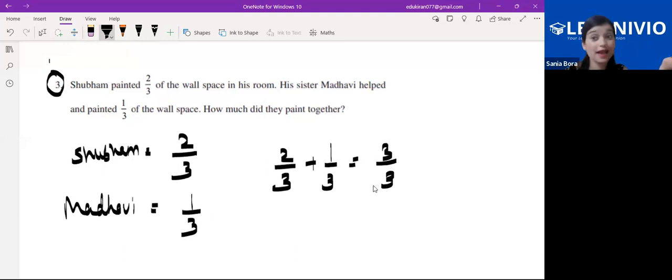And if we simplify it, wait. Those who are saying it's 6, we never add the denominator. We take it common. Only add the numerators. It's only 3 by 3, because they're saying together, right? Yes, very good. When you have the same denominators, you don't add it.